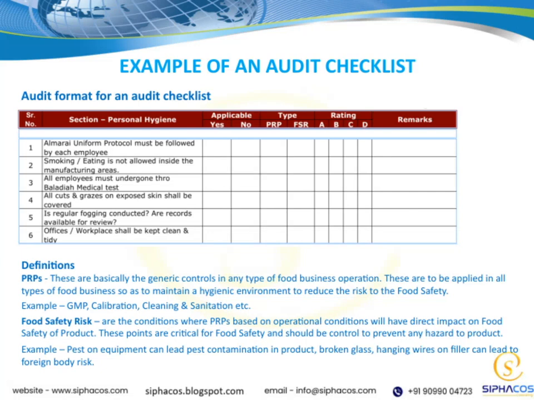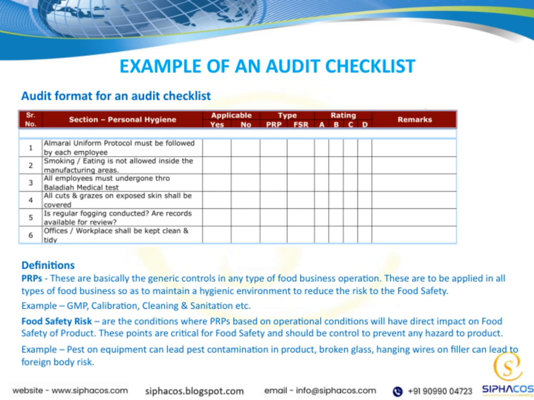Let's start by looking at the definitions on this slide. First, we have PRPs, which are essentially the basic controls that apply to any food business operation. These controls are universal and necessary across all types of food operations to ensure a hygienic environment. By maintaining these controls, we reduce the risk to food safety. For example, good manufacturing practices, calibration of equipment, and cleaning and sanitation procedures are all PRPs. They form the foundation of a safe food production system.